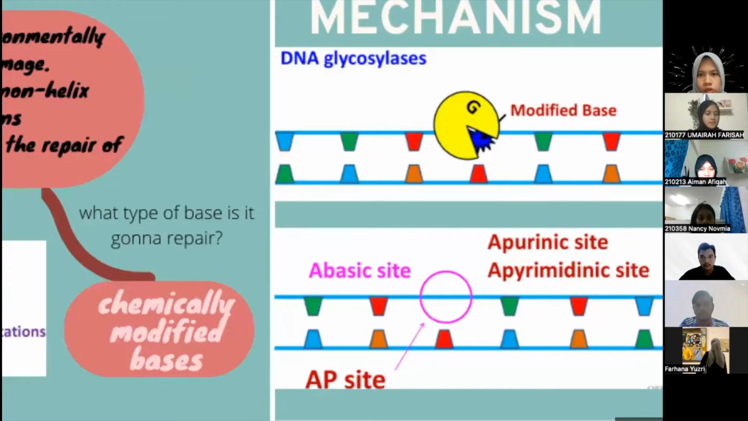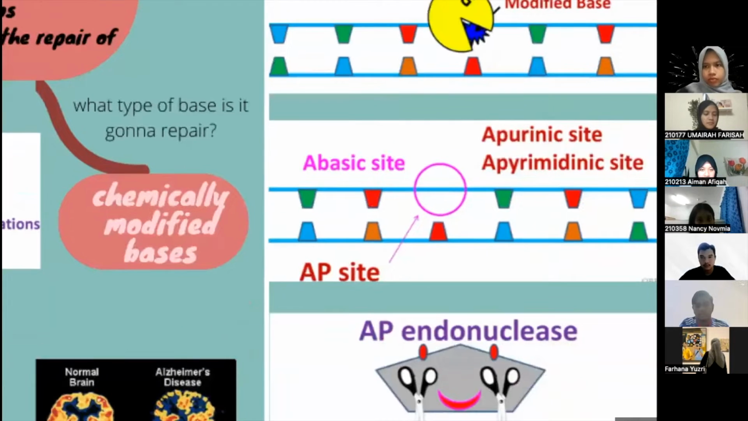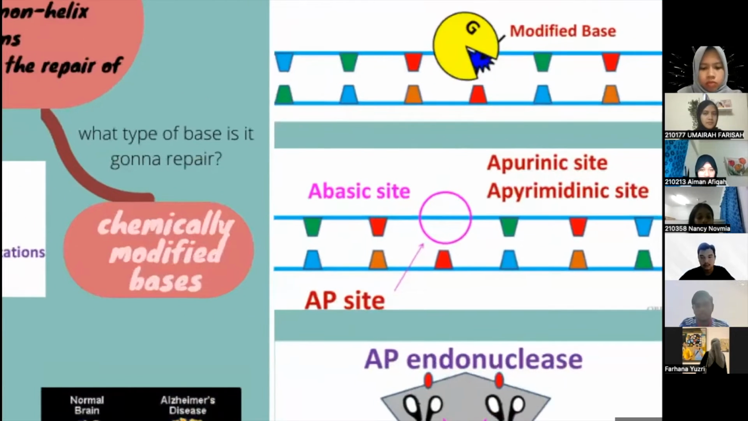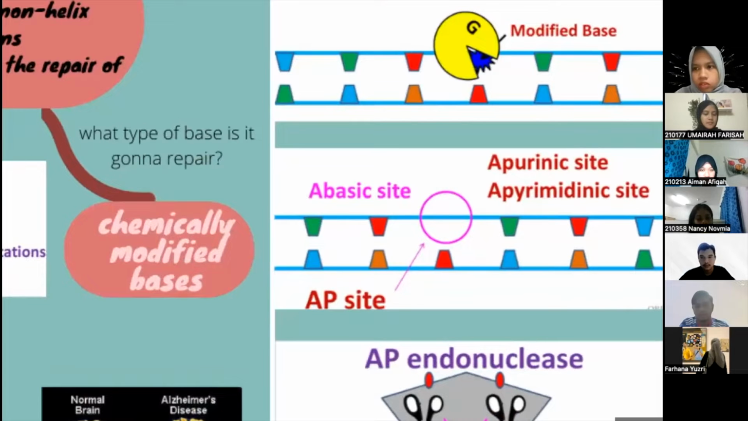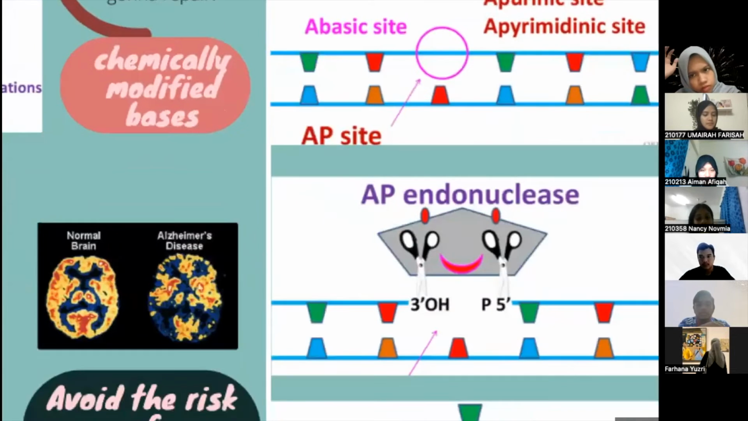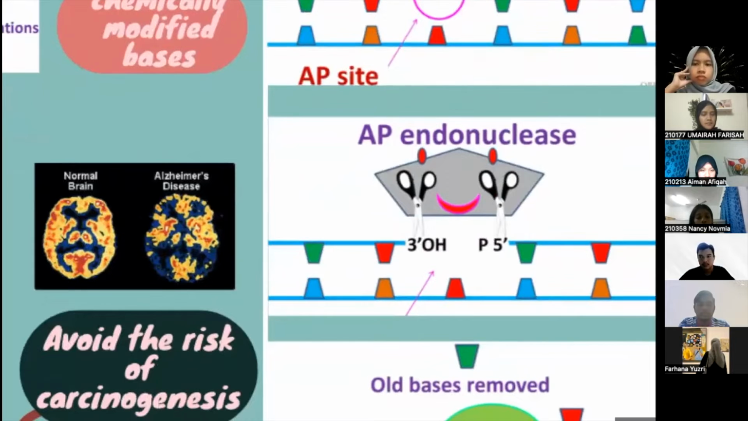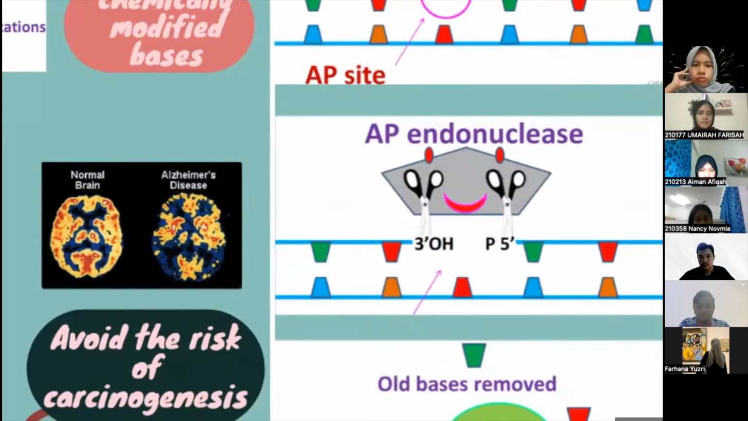The enzyme involved in this mechanism is DNA glycosylase. DNA glycosylase identifies the modified base and removes it out of the double helix. The empty region in the DNA where the base has been removed is known as the AP site. AP site stands for abasic site, which means it is devoid of any purine or pyrimidine base. Sometimes it is also referred to as an apurinic or apyrimidinic site. In the next step, AP endonuclease cleaves this region to yield a free 3' OH and 5' phosphate.